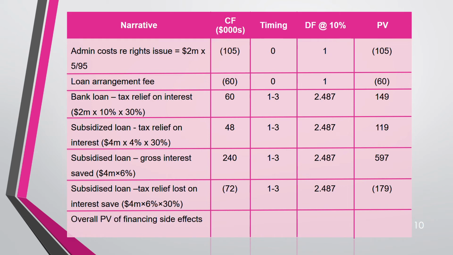And finally, add all the present value. Minus 105 minus 60 plus 149 plus 119 plus 597 minus 179. You can take the sum function in your Excel and get this answer. Or you can use a calculator. You should be able to get 521. And if you see, this 521 is a positive figure, right?